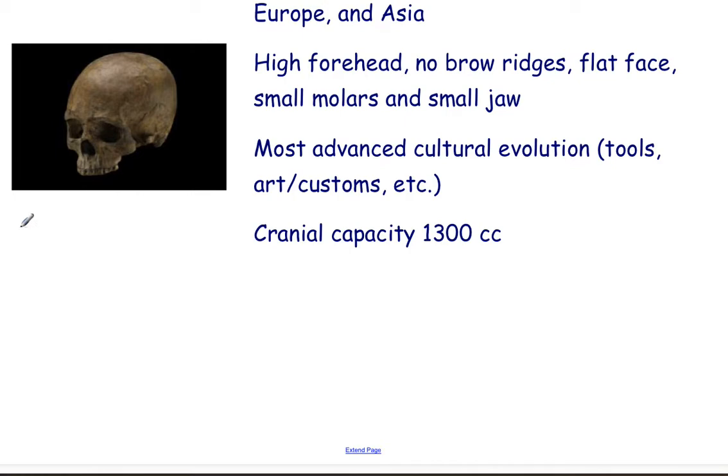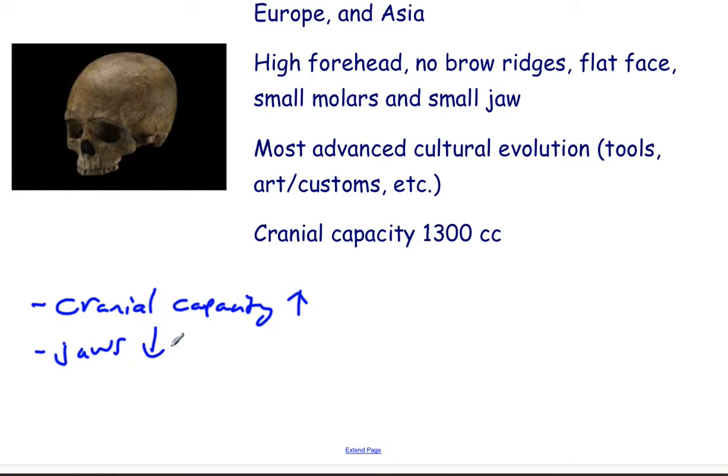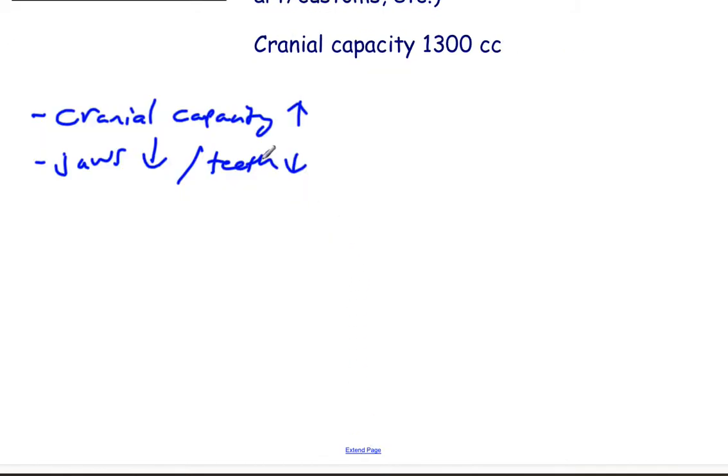But the general trends that you see is that cranial capacity increases or gets larger over time. You have jaws getting smaller over time, and also teeth getting smaller over time. And that's kind of a consequence of the cranial capacity increasing in size. It's pushing out space for jaws and teeth. You generally see a flattening of the face from the most primitive hominids to the most modern ones.